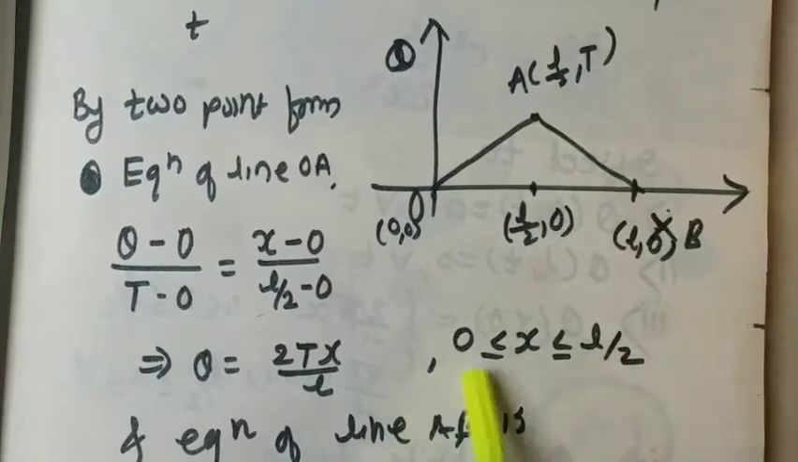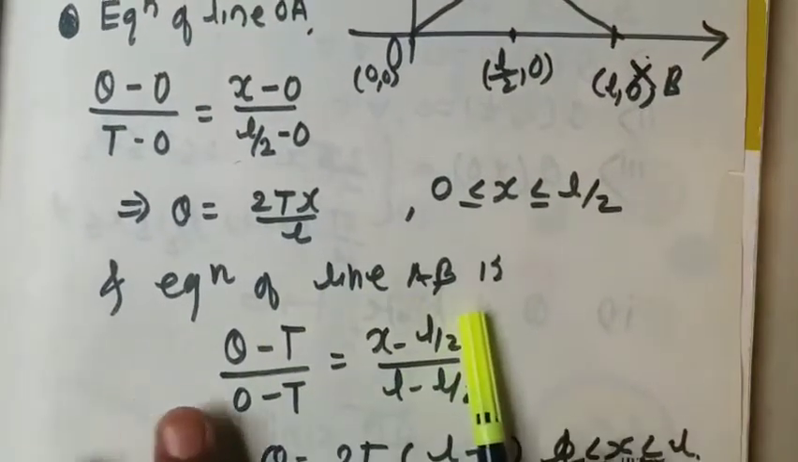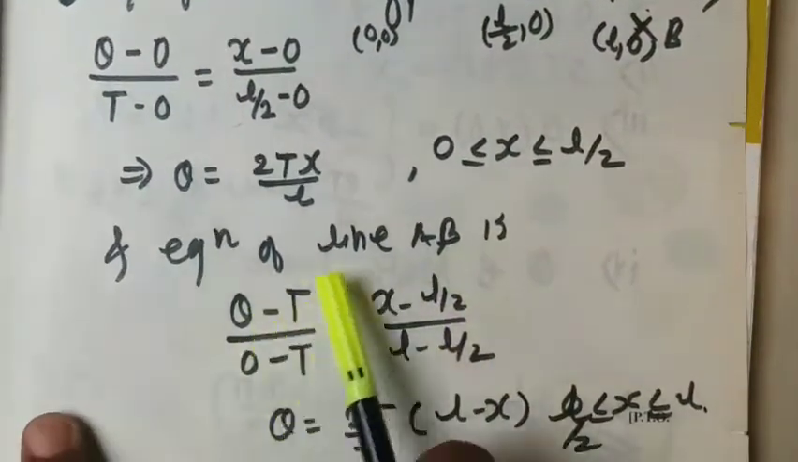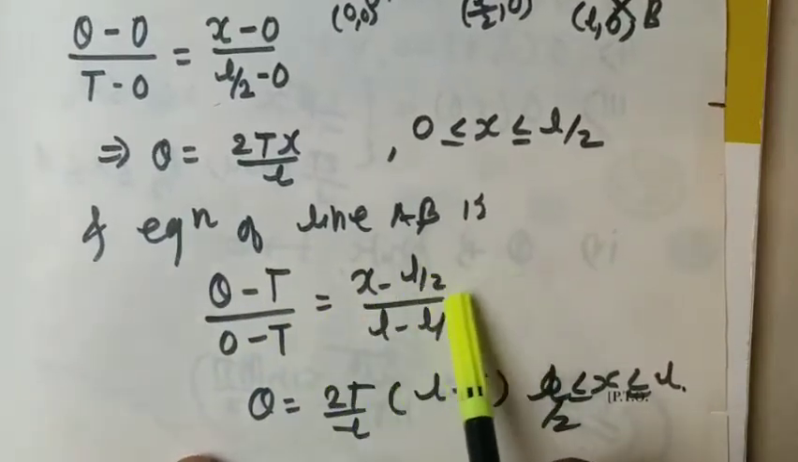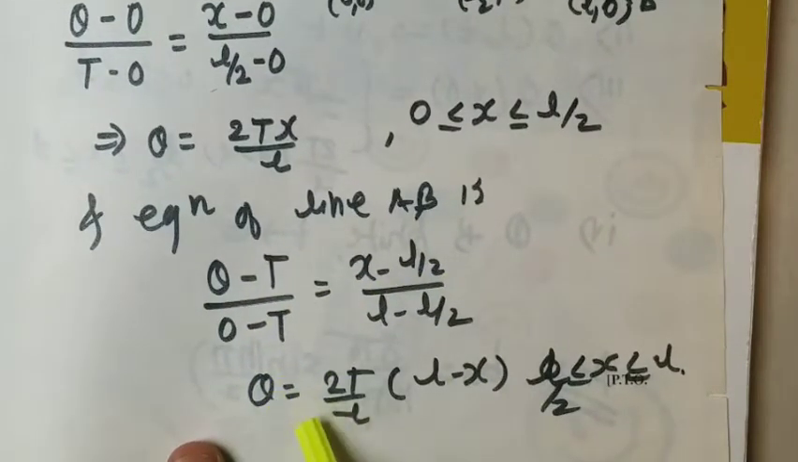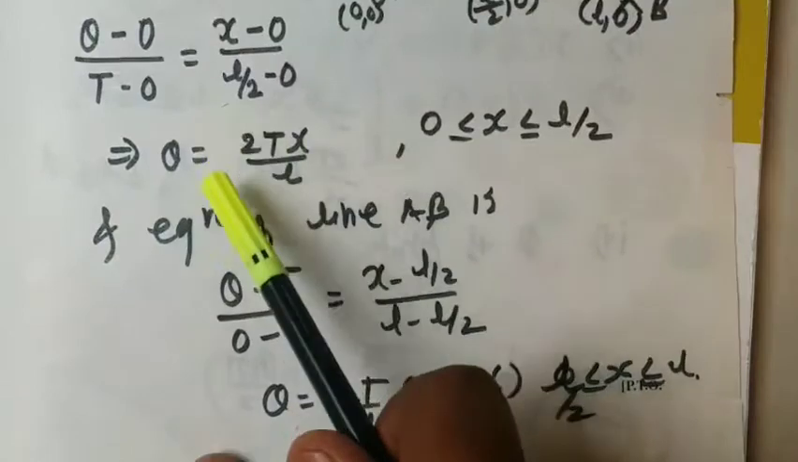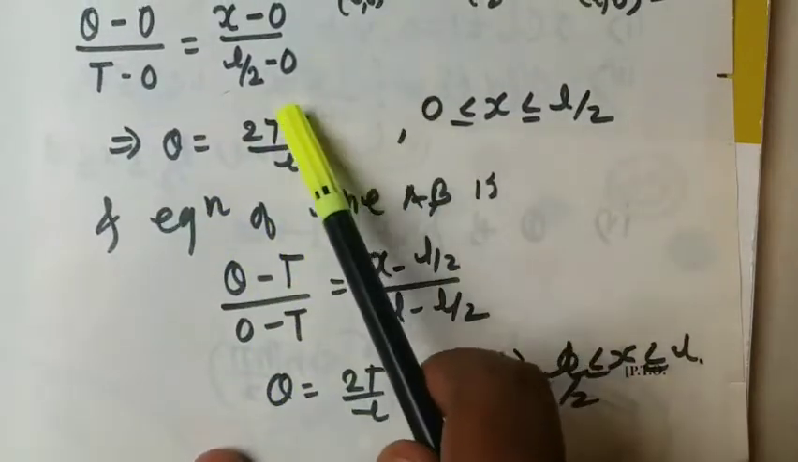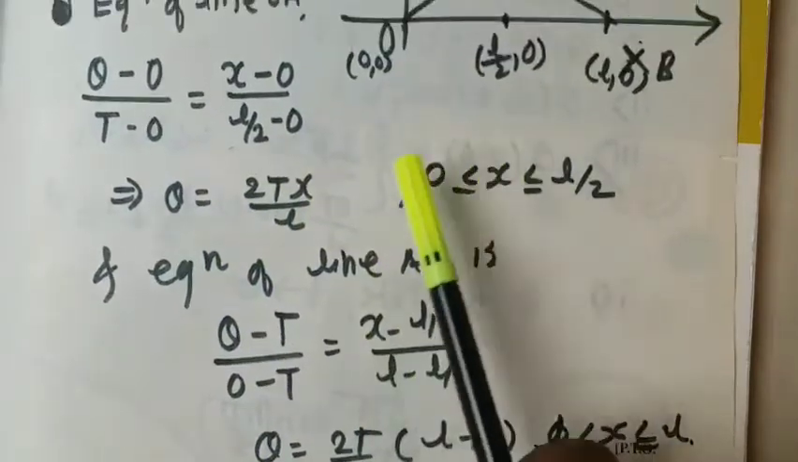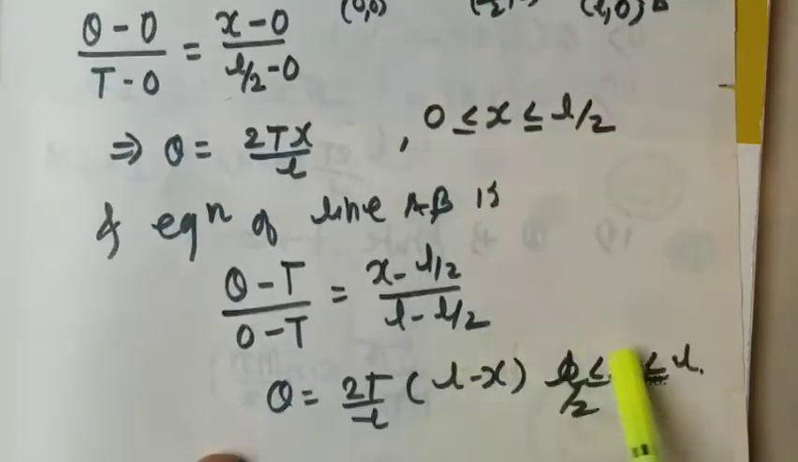Okay, x is varying from 0 to L by 2, and the equation of the line, again by using the two-point form, we'll get theta minus t on the right-hand side, and after solving you'll get theta as 2t by L into L minus x for L by 2 to L. So these are the two values of theta initially, when t equals 0, for the intervals 0 to L by 2 and L by 2 to L.